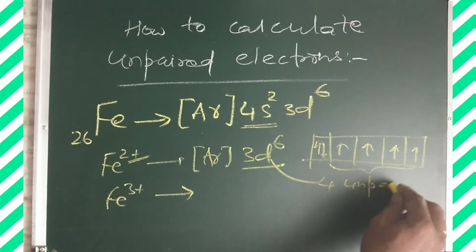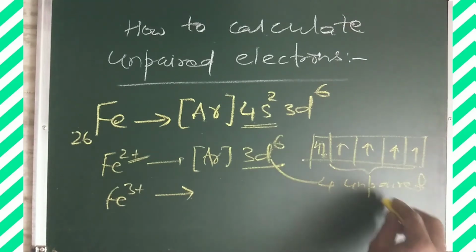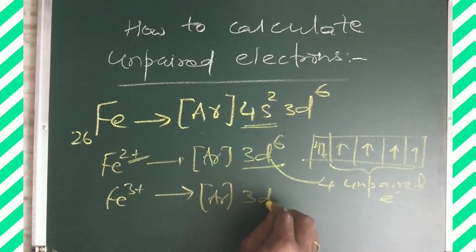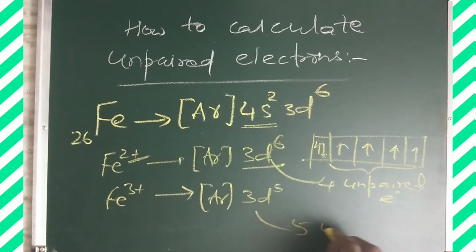Now coming to Fe3+, it will be argon 3d5. 3d5 has 5 unpaired electrons. This way you can find out the number of unpaired electrons for different elements of the 3d series.